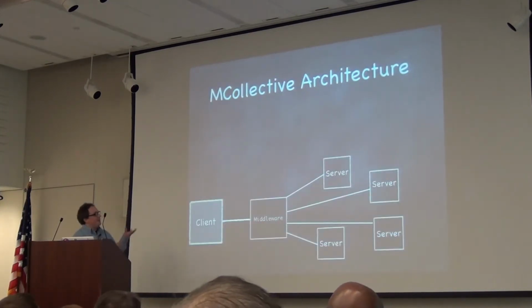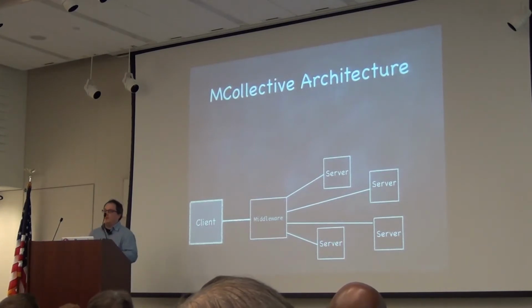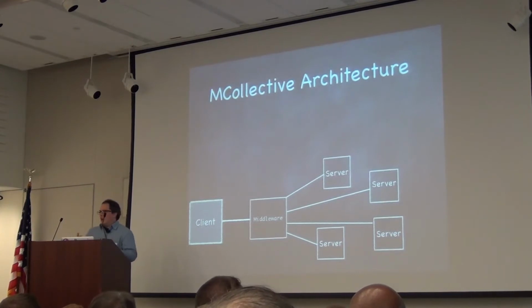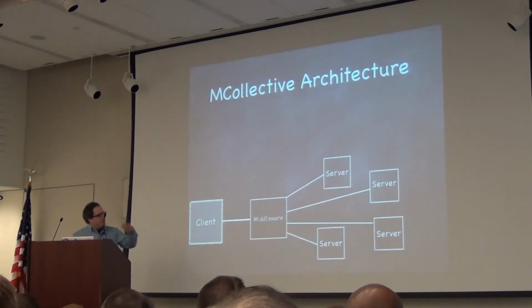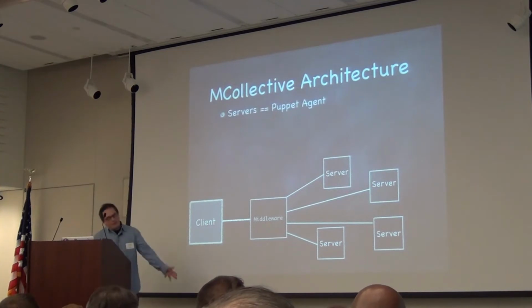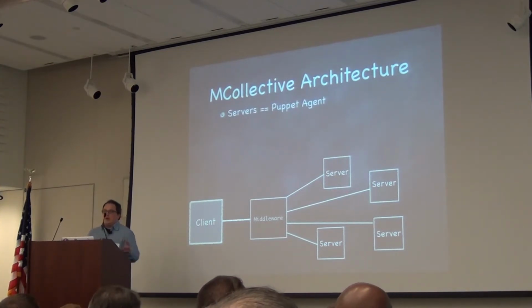So, this is the MCollective architecture. I'm going to go over this a little bit, because when you start looking at the MCollective documentation or on the Puppet Labs website, the terminology is a little bit different from that of Puppet. So I'm going to describe each of these pieces and compare it to Puppet. Servers in MCollective are like your Puppet agents. When MCollective refers to servers, it refers to anything like a Puppet node, anything that's running the mcollectived.